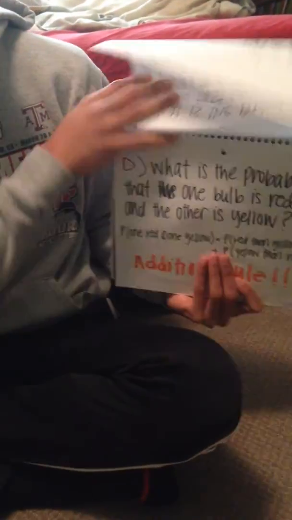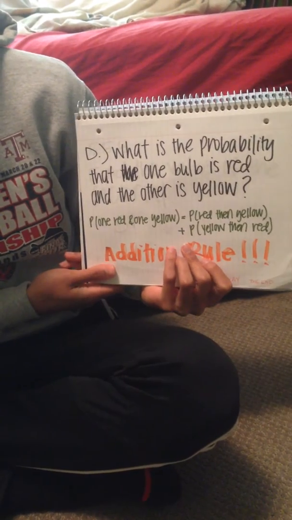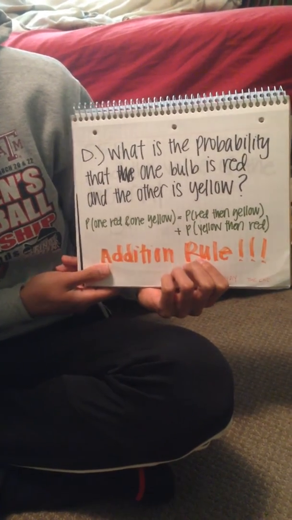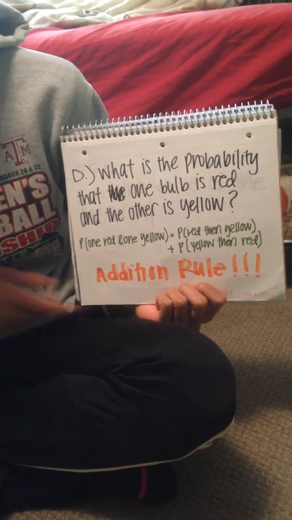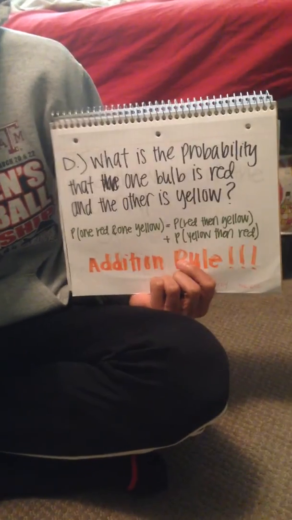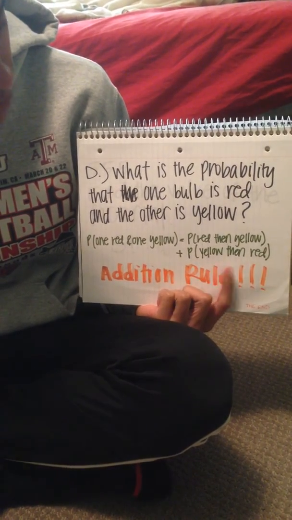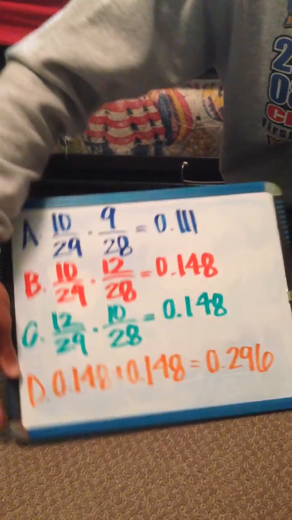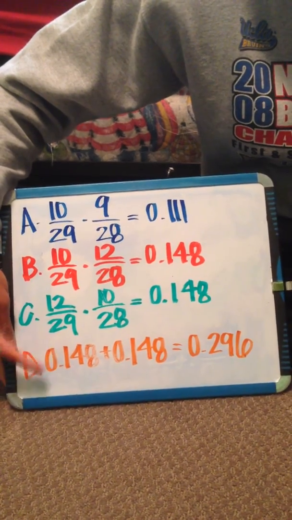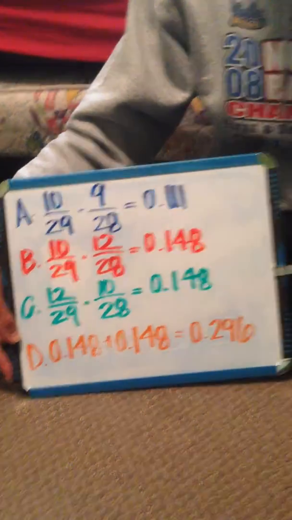And now for the last problem, problem D, it's going to be what is the probability that one bulb is red and the other is yellow. And what you want to use is the addition rule for disjoint events, which would be probability one is red and one is yellow, which would equal the probability of red then yellow plus the probability of yellow then red, which would look like this. And you're going to have 0.148 plus 0.148, which would equal 0.296. And that's how you do problem 29.